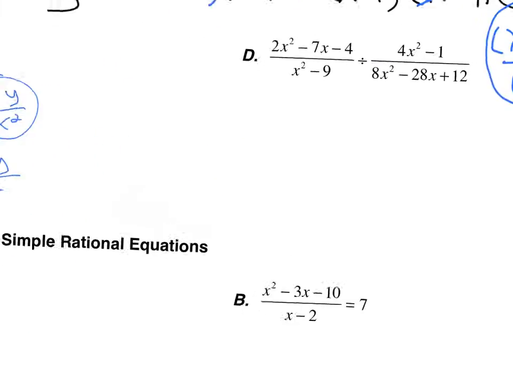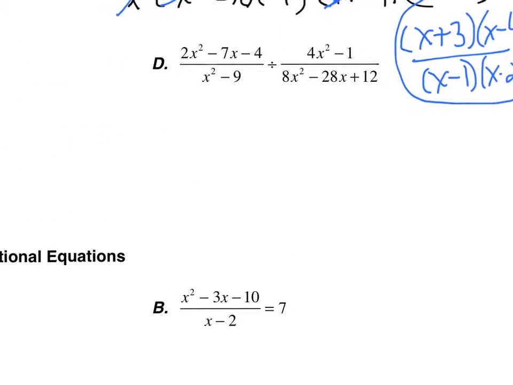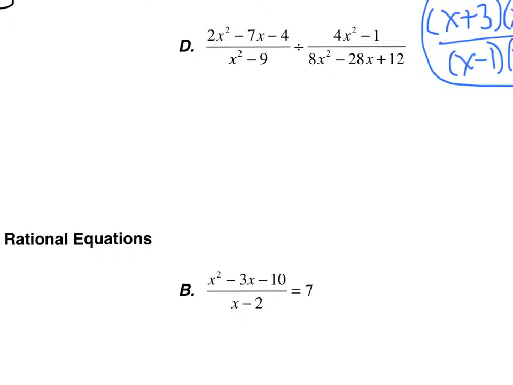In example D, I'll leave a little room on the side here. On the top, I have 2x squared minus 7x minus 4, and that is our a times c. So a times c, 2 times negative 4 equals negative 8. And then what times what makes negative 8 that adds up to negative 7?